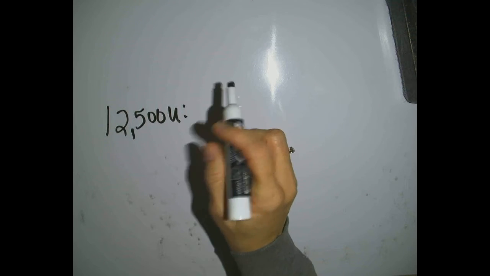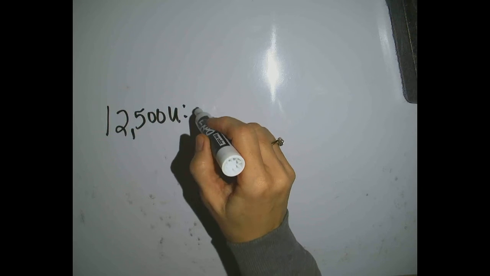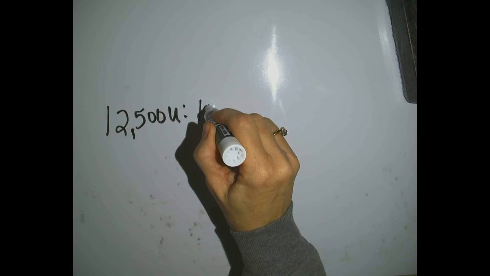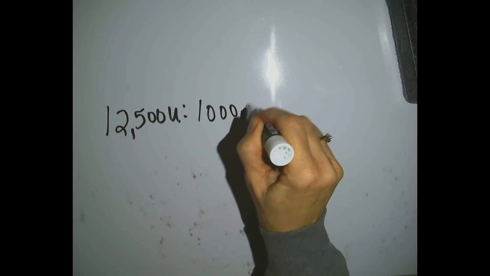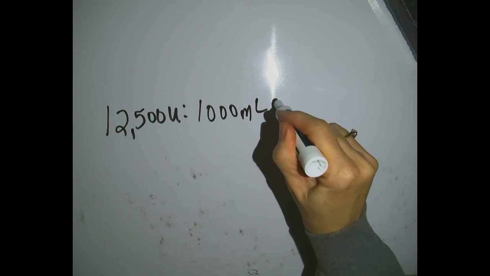So in this problem, what do we know? We know that we have 12,500 units of heparin in 1,000 milliliters of D5W. That's a known. And I always like to write the units. It helps to clarify when solving this. So we have 12,500 units in a 1 liter bag, which is the same as 1,000 milliliters. Because again, we can't mix units.